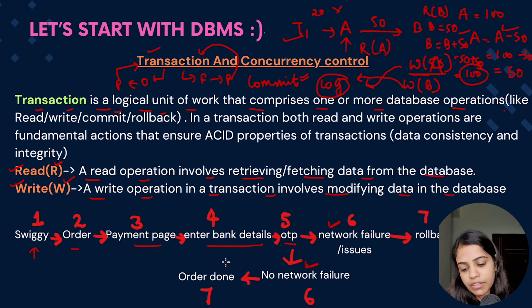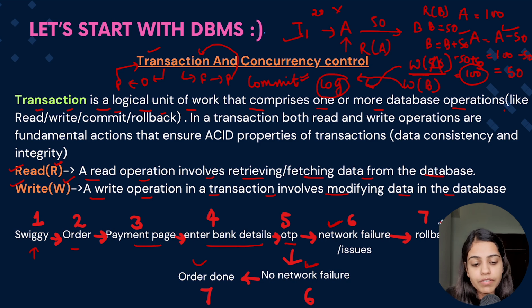So when there is no network failure, the order is done, the payment is successful and the transaction is complete. But once there is a network failure which is encountered, there could be two cases. One, the amount is deducted from your bank account. Second, the amount is not deducted from your bank account.